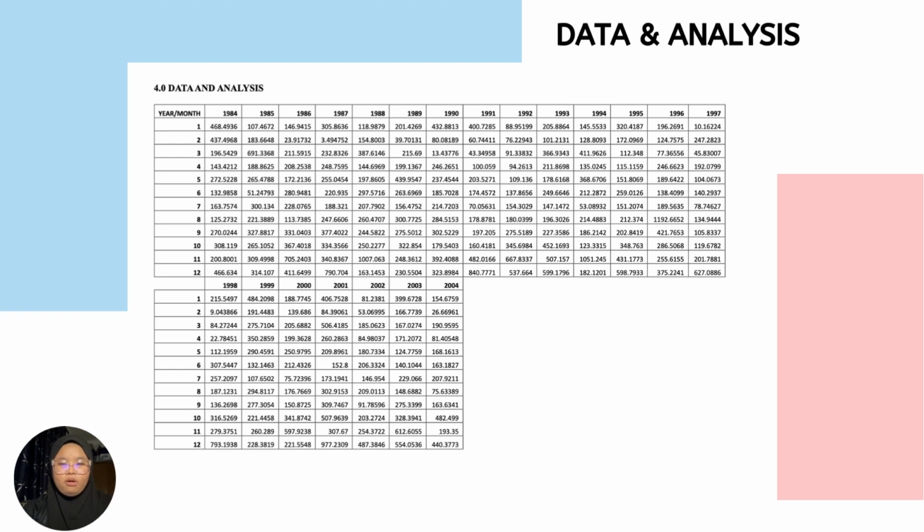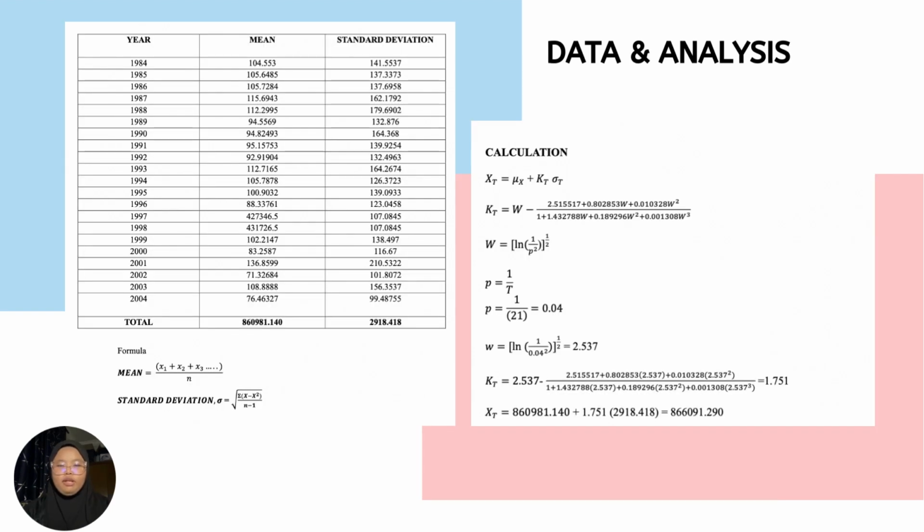We will present about data and analysis. From the data in the Excel, we have combined the data from 1984 to 2004 by month, from the first month to the 12th month. Next, we have to find the mean and standard deviation. We use the formula to get the value.